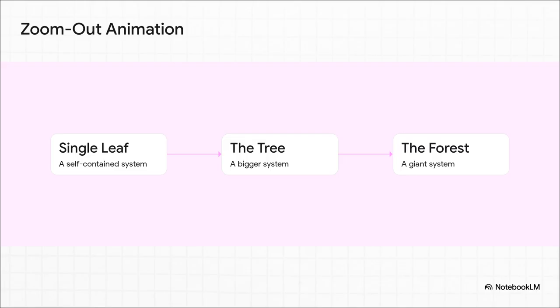Step 1. We start intimately close, looking at a single leaf. Now, on its own, this isn't just a piece of greenery. It's a highly complex, self-contained world. It's got its own cellular structure, pores that open and close to regulate gases, and these miniature factories running photosynthesis to convert sunlight into energy. It is a fully functioning, breathing system doing its own critical work.